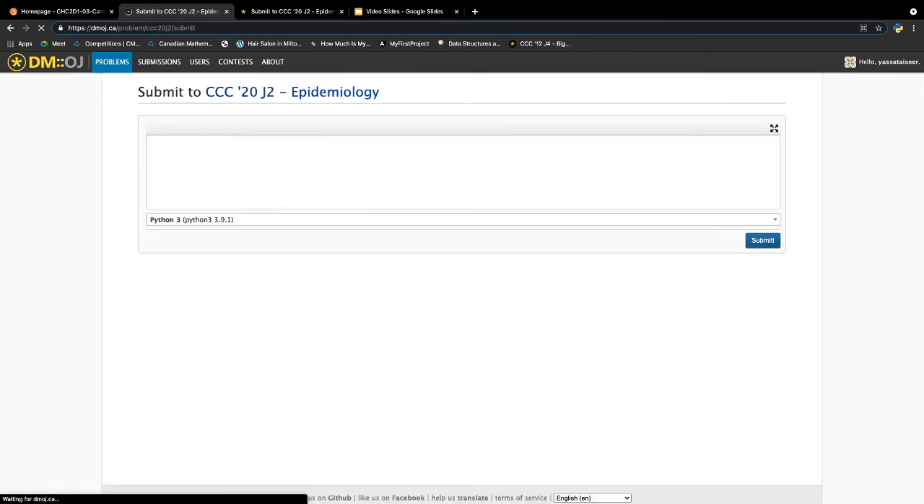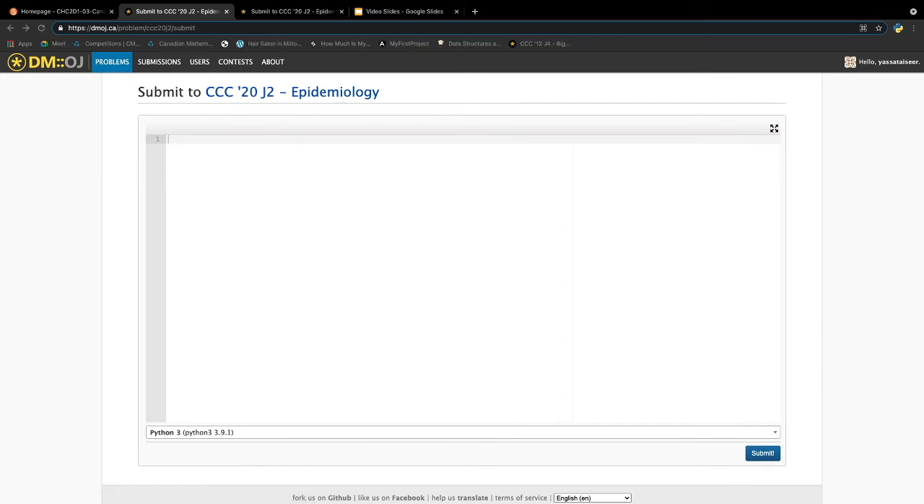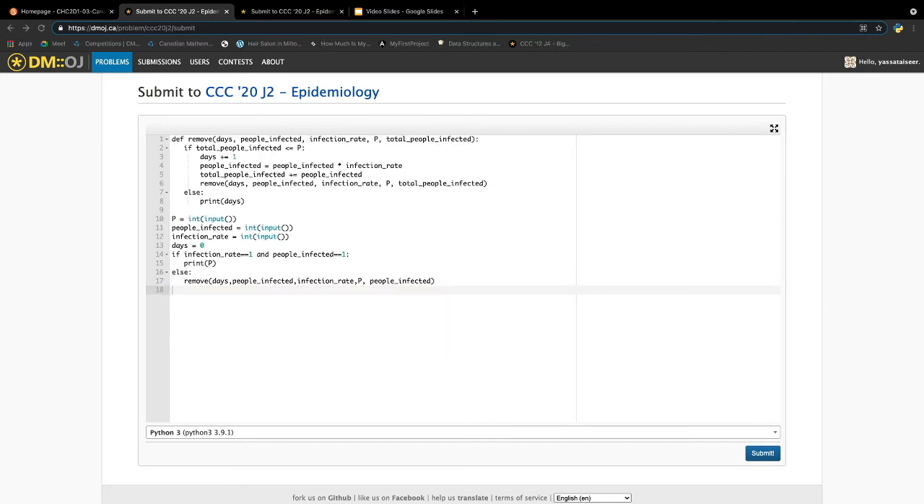So let's look at my solution. I'm just going to paste my solution right here, and we will now go through it. First of all, I ask the user for 3 pieces of input. The record, so that's P. Then the people infected, and the rate of infection. I then create a variable called days, which is equal to 0, because it starts off as day 0.